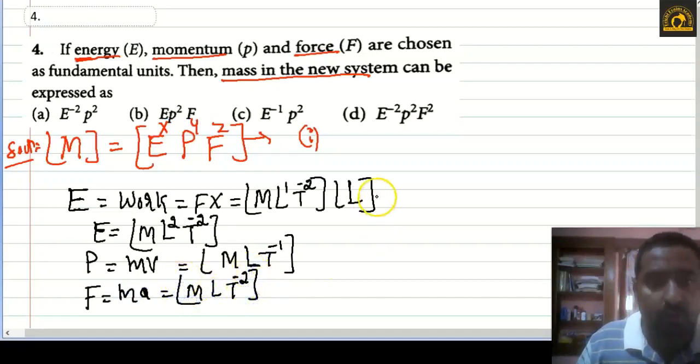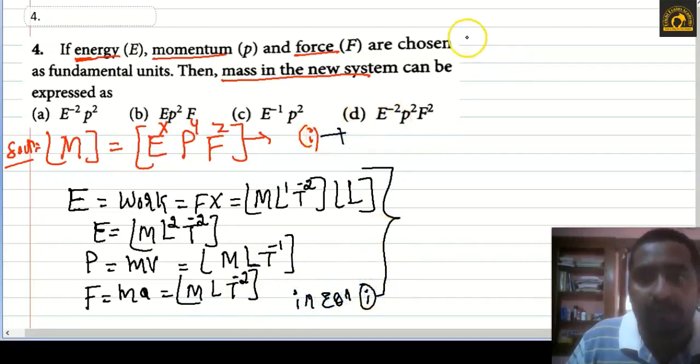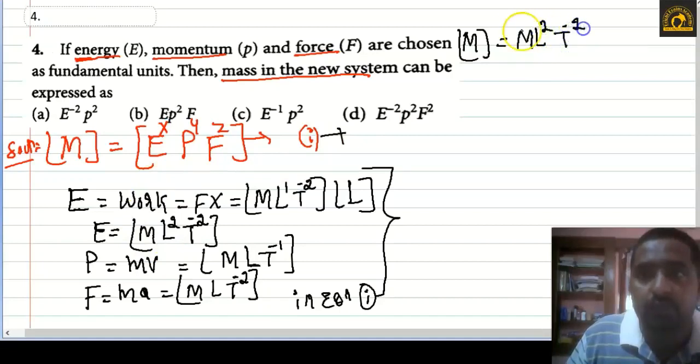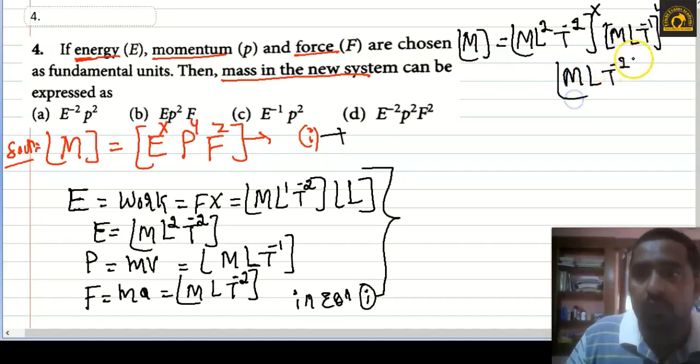So now put all the dimensional formulas in equation number 1. Then equation number 1 becomes mass as it is, that is equal to, okay, E dimensional formula m L2 T minus 2 whole to the power of x. Then momentum dimensional formula m L T minus 1 whole to the power of y. Then force dimensional formula m L T minus 2 whole to the power of z.